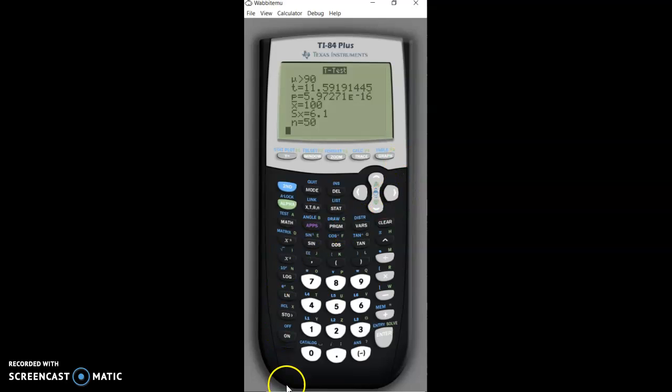So that's a quick way to use the technology to find this p-value. Again, if you're going to use the chart, the best we could do is find between which two values the p-value lies and go from there.